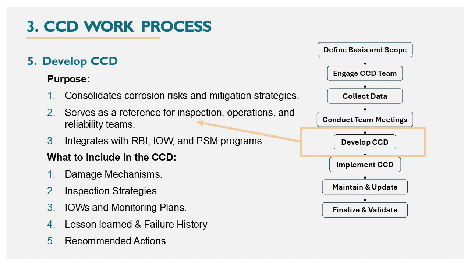Number 4 is lessons learned and failure history. Record keeping for all past failures, leaks, and near misses, record keeping for root cause analysis summaries, and record keeping for relevant industry incidents. And number 5 is to provide the recommended actions, which might include design changes, such as material upgrades and dead leg removal; operational changes, such as better water wash and inhibitor injection; and maintenance improvements, such as insulation upgrades to prevent CUI.